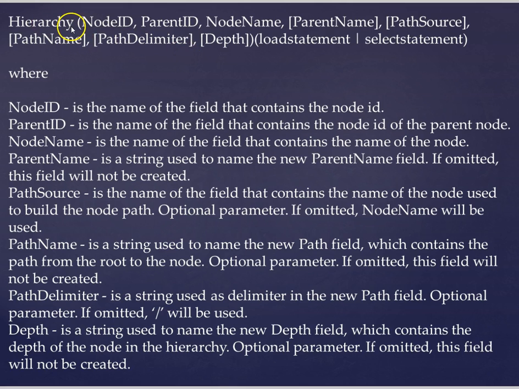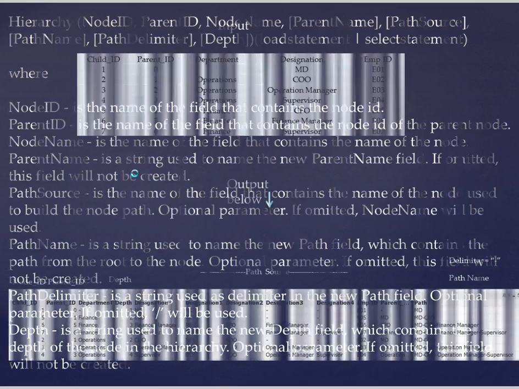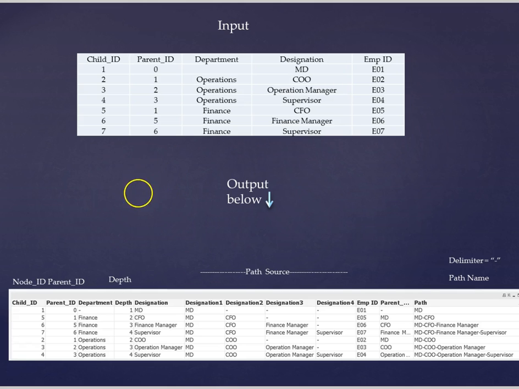A hierarchy function accepts the node ID, the parent ID, node name, parent name, and so on and so forth. You can go into the QlikView help and read all of this information. But in the next slide, I have much clearer and crisper information for you. This is the kind of standard input that QlikView will expect from you to give you the desired output, like a proper hierarchy.